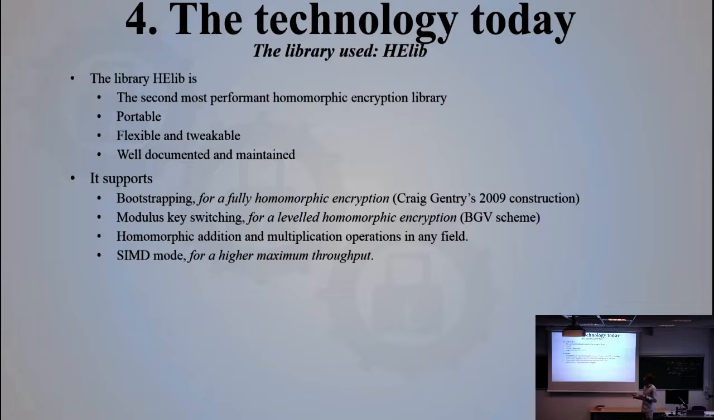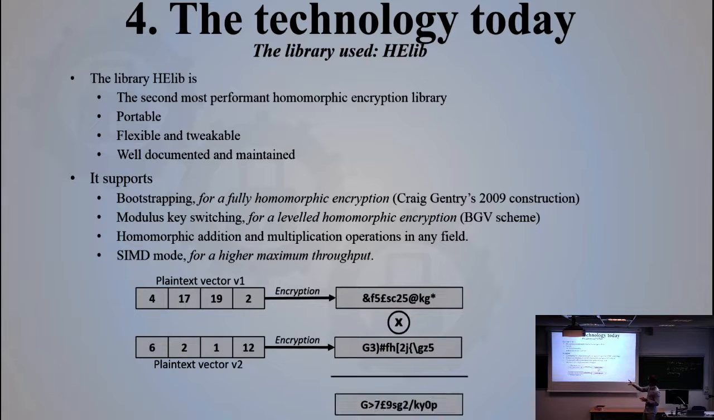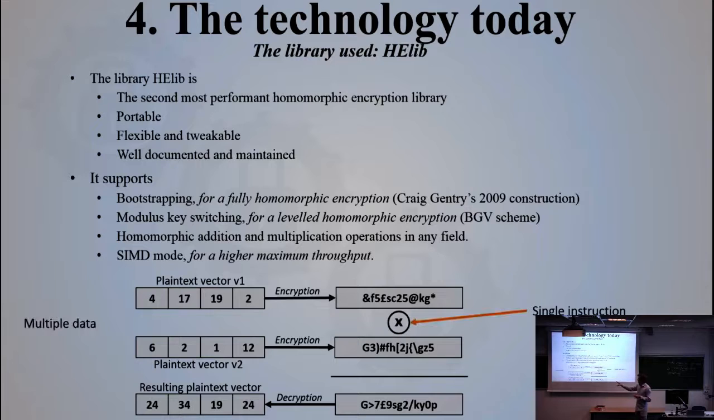One important thing is that you can use the SIMD mode, which means single instruction, multiple data. For example, this shows how it works. You have two vectors of numbers. You encrypt them, and you multiply the two ciphertexts. The decrypted result will match the component-wise multiplication of each number. This means you save a lot of time, noise, everything. It's a big step forward because this will only increase the noise once, and you don't have to process each number separately.